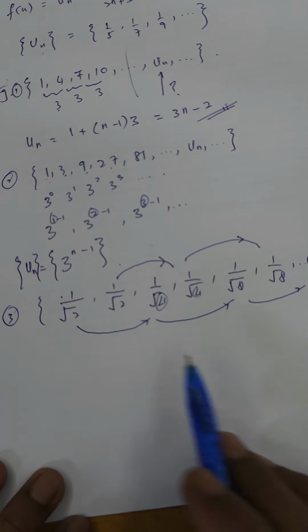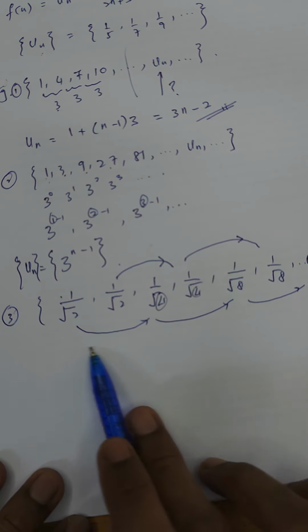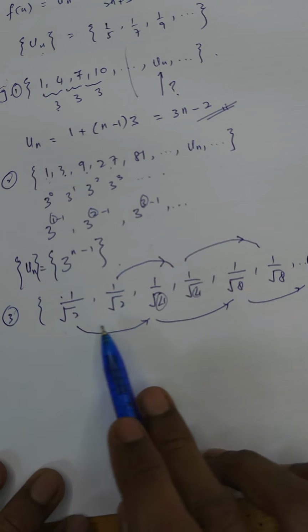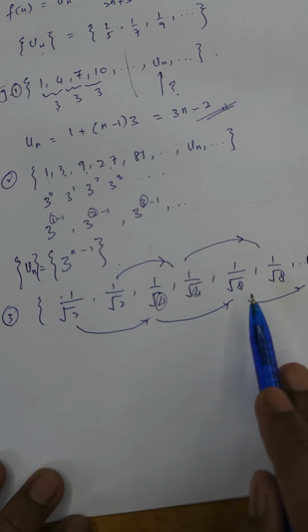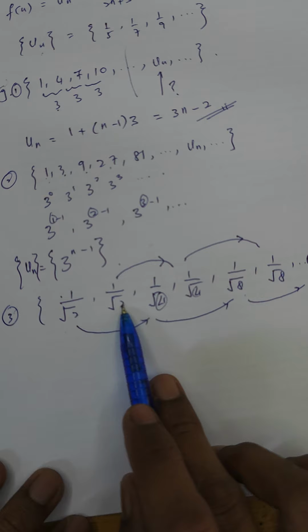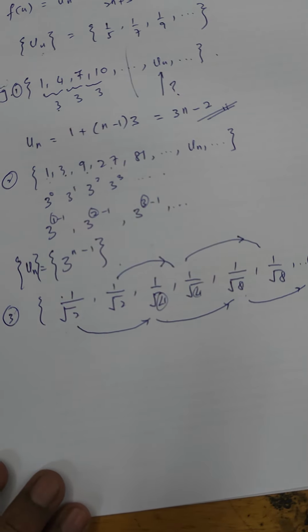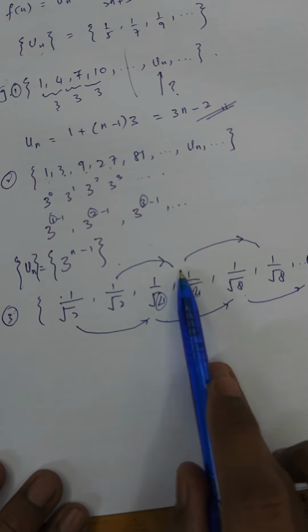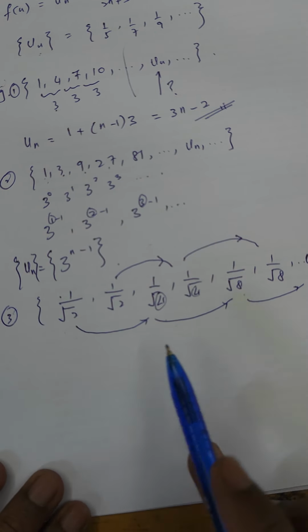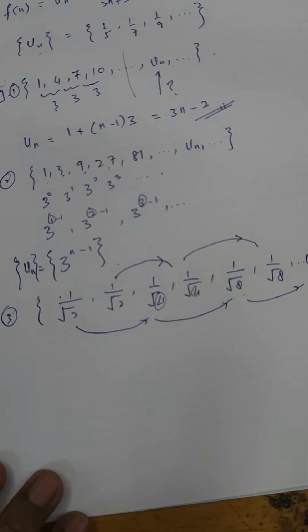So what you can see, this is the odd terms: first, third, 5th, and so on. And then second, 4th, and so on. So this is the even terms, this is the odd terms. To find the even and odd terms, for even we have 2n, for odd either 2n minus 1 or 2n plus 1, it depends.